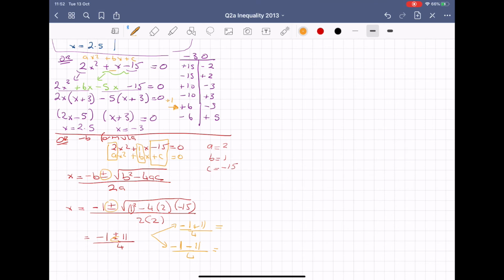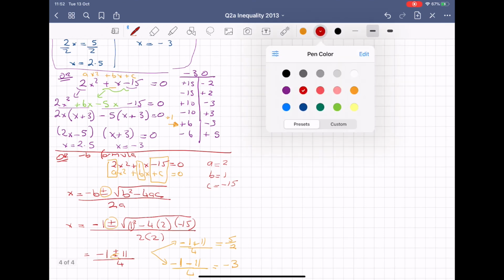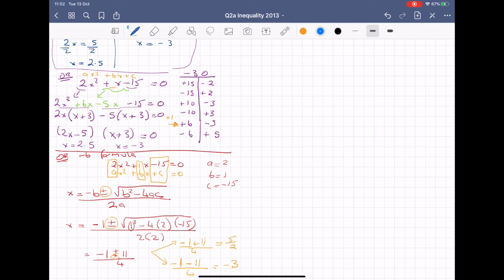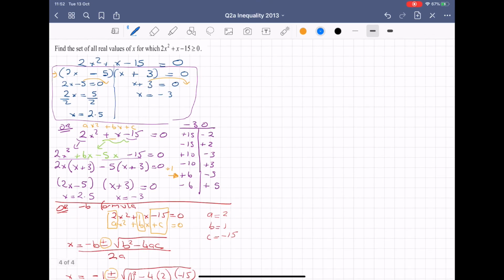Minus 1 plus 11 all over 4 gives me 5 over 2. And minus 1 minus 11 is minus 12 over 4. And I get minus 3. And not surprisingly, the two answers I got here are the exact same two answers I got up here. So choose any one of those three methods to solve your quadratic. And these values are what's called your critical values. So I would call x is equal to 2.5 and x is equal to minus 3 my critical values.